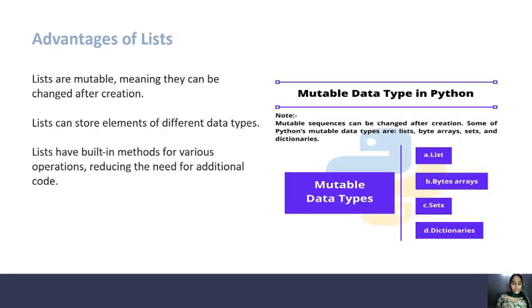Advantages of lists. Lists are mutable, meaning they can be changed after creation. Lists can store elements of different data types. Lists have built-in methods for various operations, reducing the need for additional code.